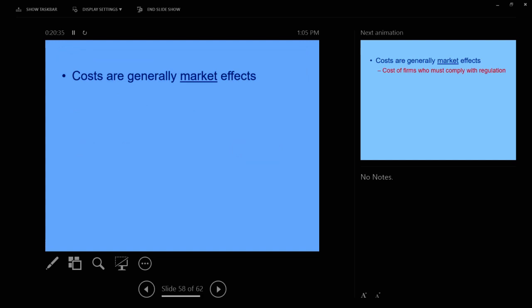Now, often costs are market effects. And by market effects, I mean that they're measured already. So costs can generally be market effects, not always when we talk about environmental stuff. For example, it might be talking about the costs for firms who have to comply with a regulation. So let's say we're going to impose a new regulation for emissions. Well, costs for the firm can be measured. What kind of new technology are we going to need? We're going to have to upgrade equipment possibly, and we can measure those costs. That's what I mean by market effects.